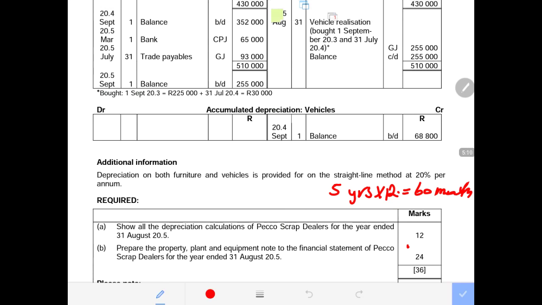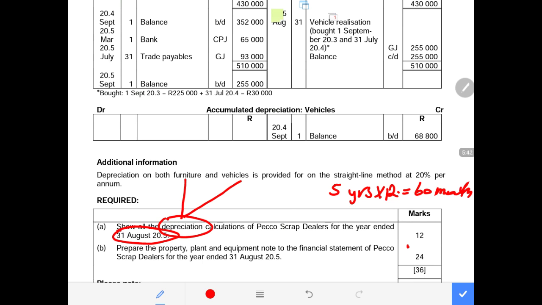Remember again the requirement: we are calculating the depreciation calculations of Pecco Scrap Dealers for the year that ended 31st of August 2005. That means we are calculating depreciation for both the furniture and the motor vehicle for the current year, meaning depreciation for the year that ended 31st of August 2005. It does not mean that we don't need to calculate depreciation for the previous year.